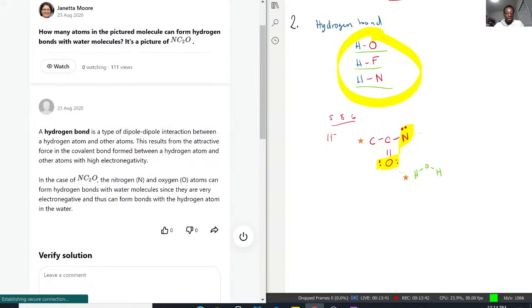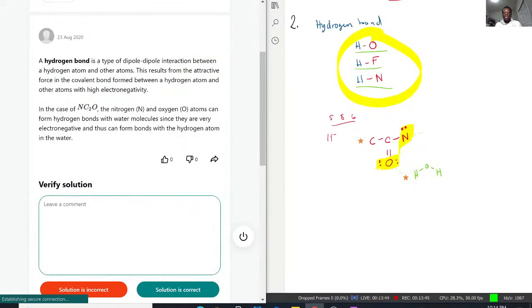And with that being said, just like how my colleague said, nitrogen and oxygen atoms will be the ones to form the hydrogen bonds with water molecules, since they're very electronegative. Okay, so this is correct.